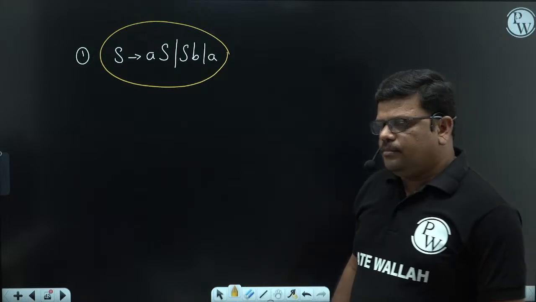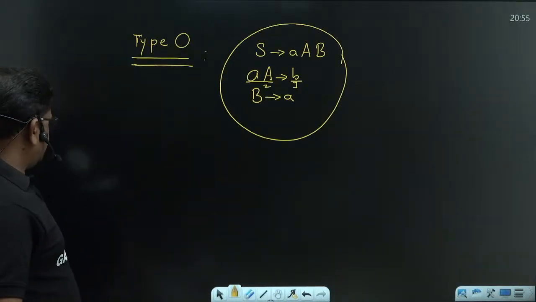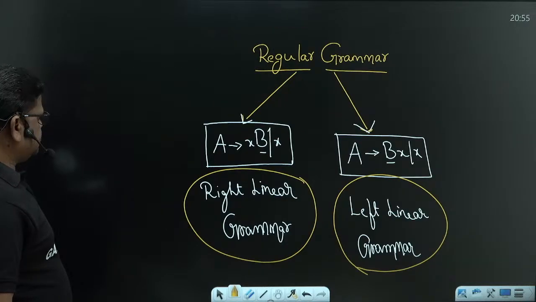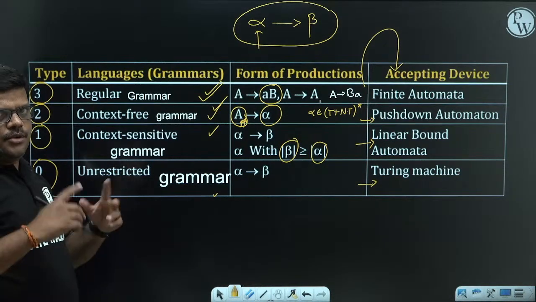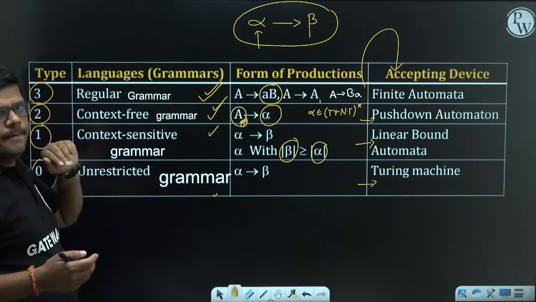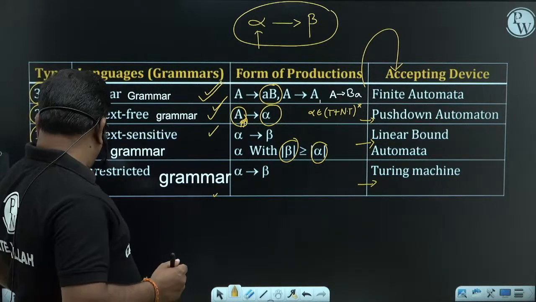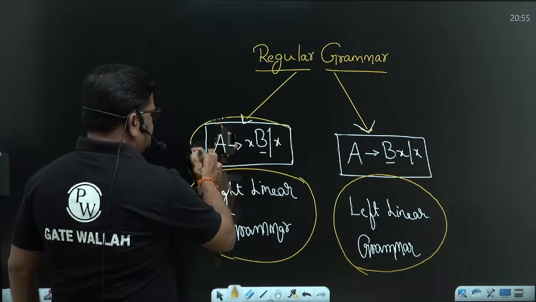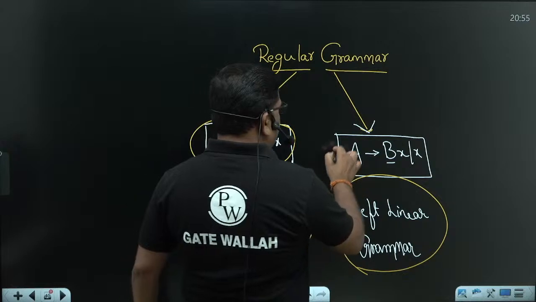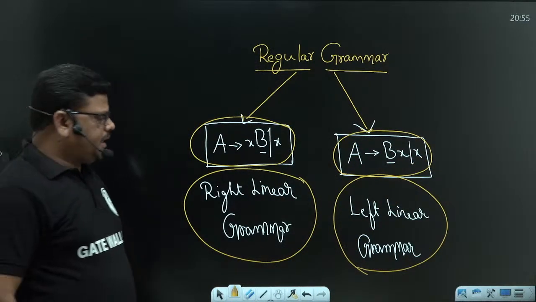So let us start from type 3 onwards, because in the Chomsky hierarchy this is there in the lower part. If not 3, it can be 2. So what is type 3 regular grammar? Regular grammar should fall under this type, or this type. Either it should be left linear or it should be right linear.